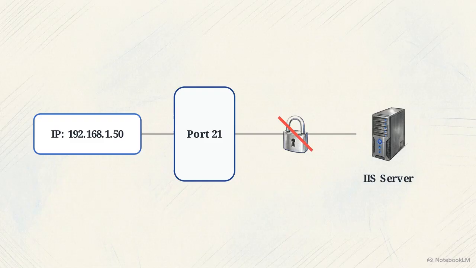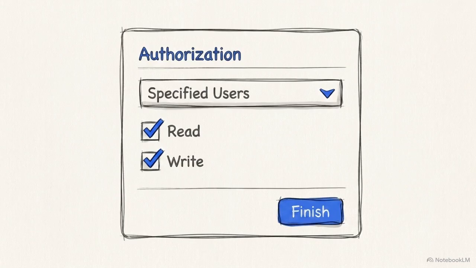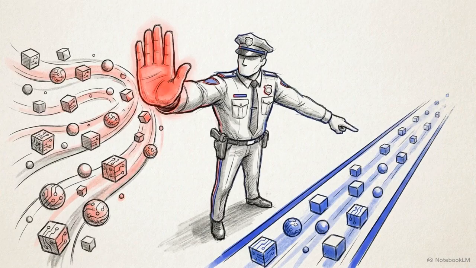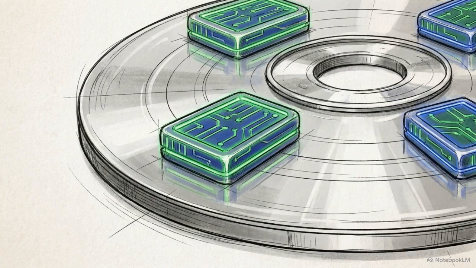For an isolated network, select No SSL. Check Basic Authentication, which requires an explicit Windows username and password to access the directory. Under the Authorization section, allow access to specified users and check both read and write permissions. Click Finish and the site is officially created. This IIS configuration acts as a traffic controller. It monitors incoming requests and ensures that only traffic on the permitted network pathways can interact with the physical hard drive.